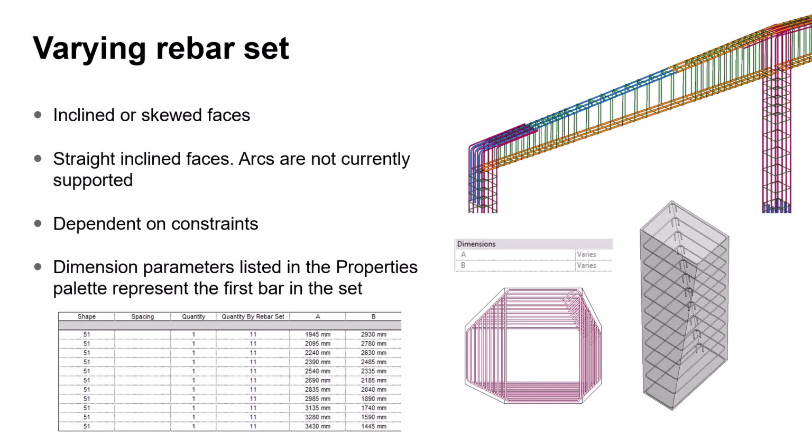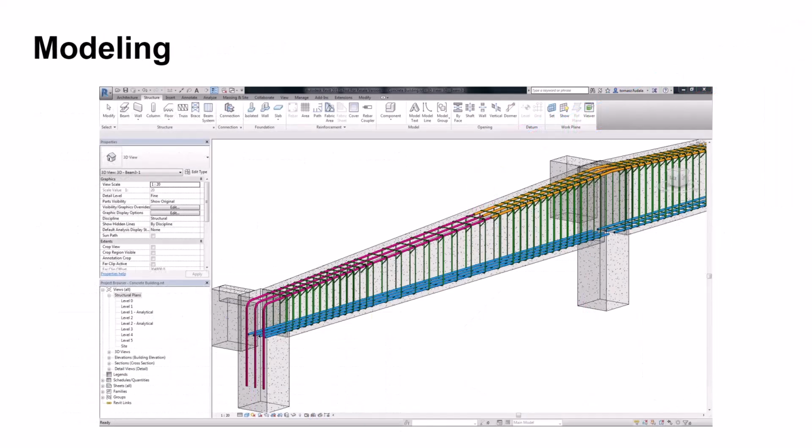Varying rebar sets are designed for elements with inclined or skewed faces where bar length needs to change gradually. This is also possible to model very easily in Revit, so each bar adapts to the geometry based on constraints, while only the first bar's parameters are shown directly in the properties. This approach is perfect for ramps, sloped beams, or tapered walls as well.